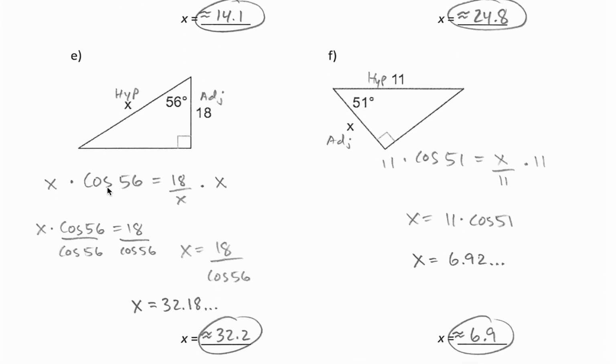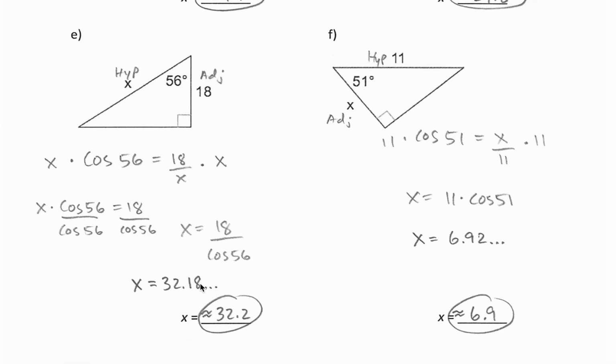So we'll set it up. Cosine of 56 equals 18 over x. We want the adjacent side over the hypotenuse. Because we're solving for the denominator, take that side length and divide by your trig function. Or follow the algebra steps, and eventually you'll end up there anyways. Using your calculator, it should tell you it's about 32.18 and continues, so we're going to round that up to 32.2.